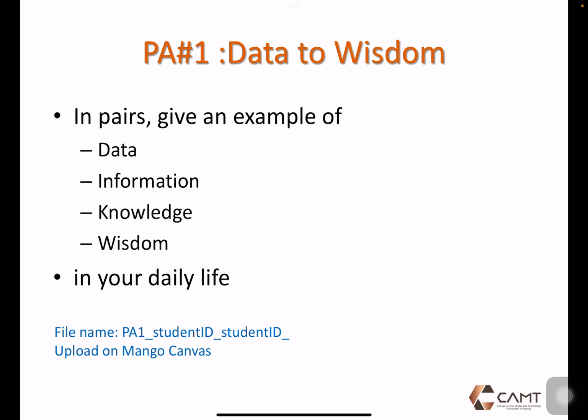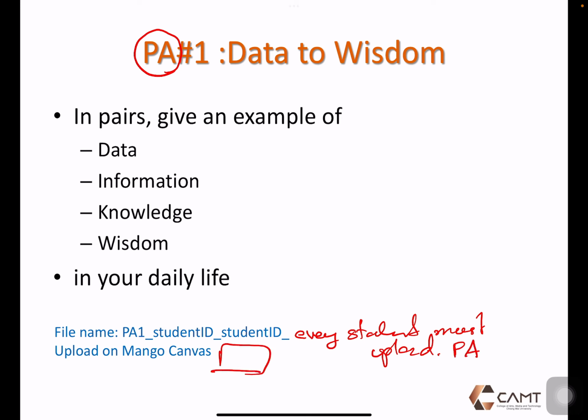So this is about a pair activity. Do it with two students together. Two students can have the same answer, but every student must upload the assignment. Put your name, your student ID, the assignment name, PA1, and your friend's name, and then every student must upload. Now, no deadline yet, okay.